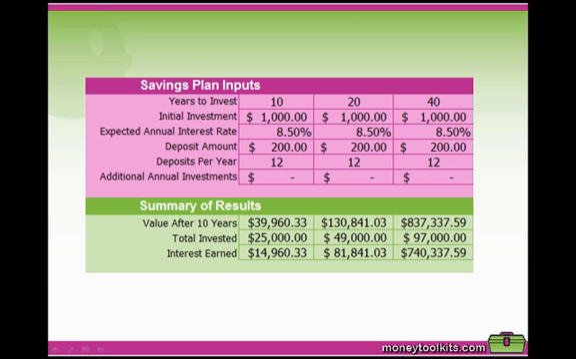I mean, it's a massive difference between the 10 years at $14,960 to 40 years of $740,000. Wouldn't you agree? This is a great example of compound interest.